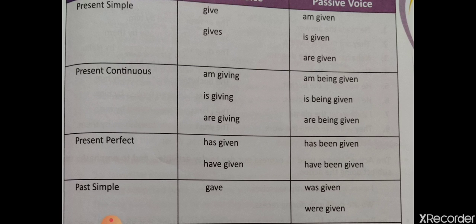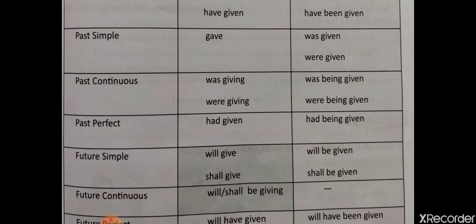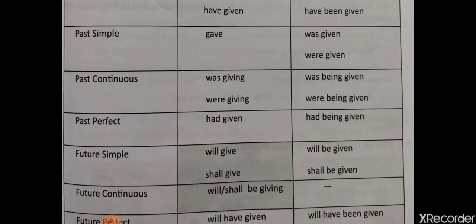In passive voice, have given, have been given. Past simple, gave, was given, or were given according to the subject. Past continuous, was giving, were giving, which becomes was being given, were being given. Past perfect, had given, had been given. Future simple, will give, will be given, shall be given.